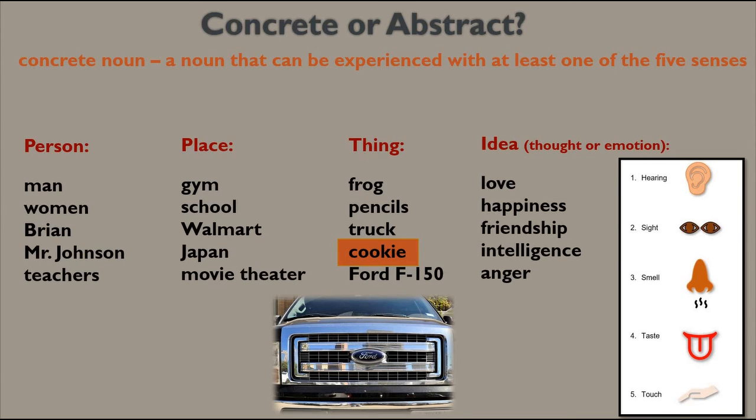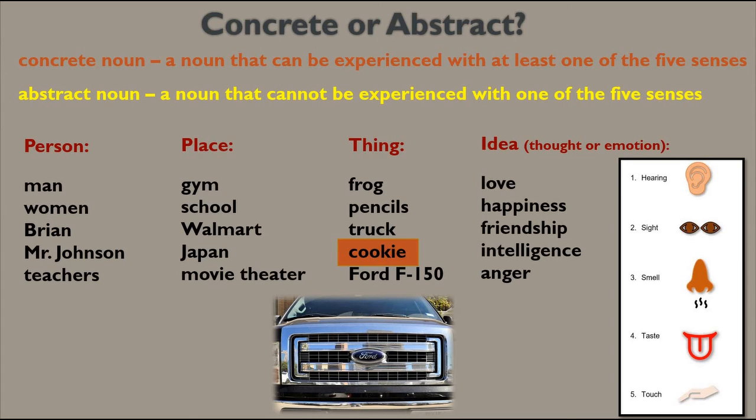But what about the abstract noun? It's just the opposite. An abstract noun is a noun that cannot be experienced with one of the 5 senses. For example, happiness. Happiness is an abstract noun. You cannot experience happiness with one of your 5 senses. Also, all of the other nouns in the idea category are considered abstract nouns.